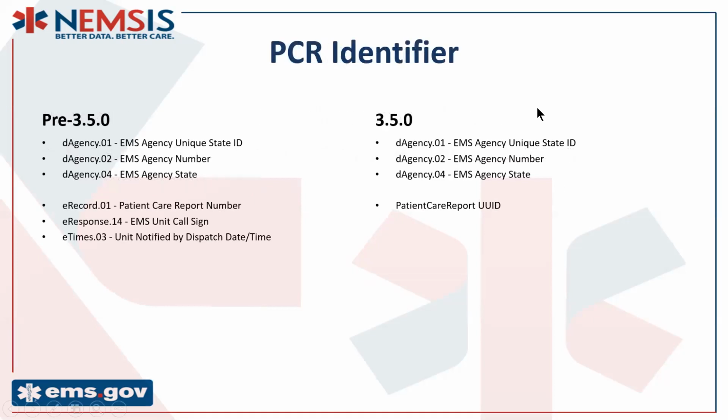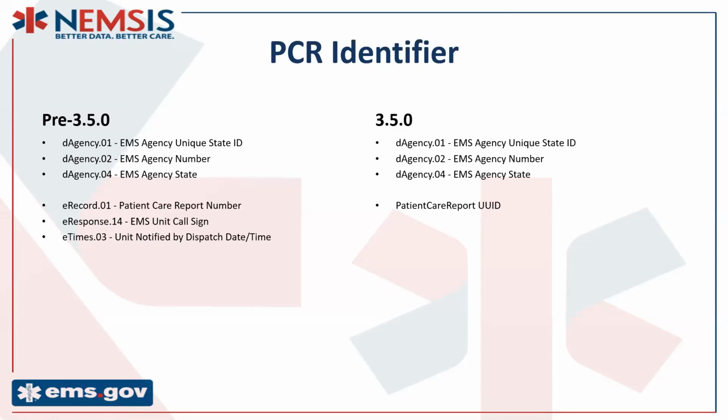There we go. Then outside of demographics, as I mentioned, patient care reports will be identified by a unique ID. They'll still be identified by their agency as they are today, but then within that agency, the UUID will be the single unique identifier for a patient care report in the agency. And it will replace this combination of three elements that are currently used today, which is patient care report number, EMS call sign, and unit notified by dispatch date time.